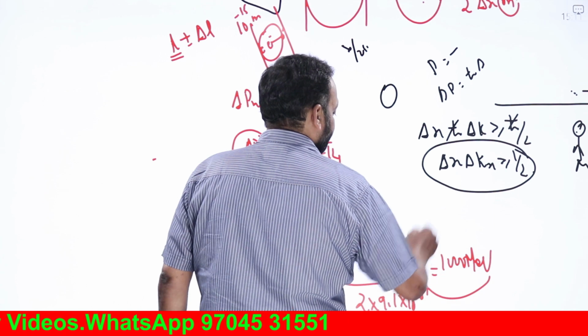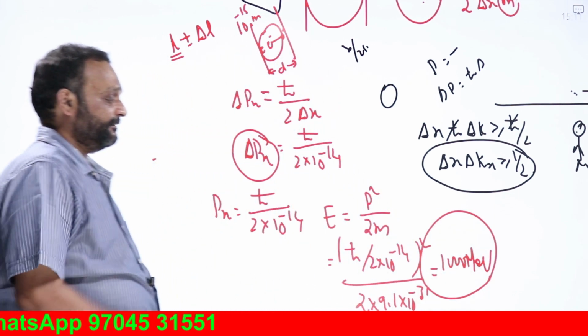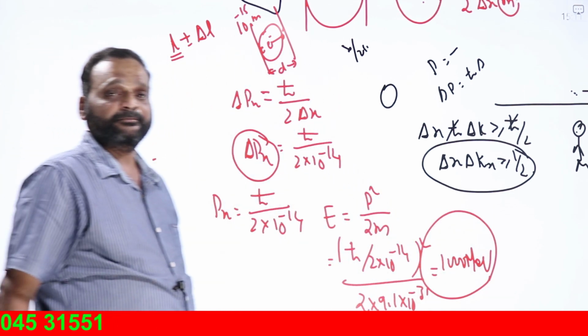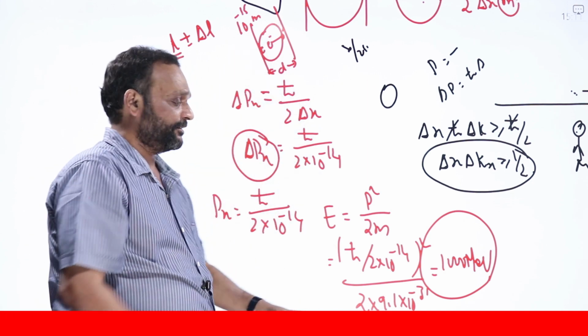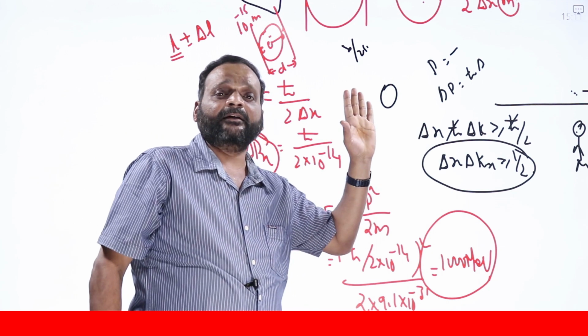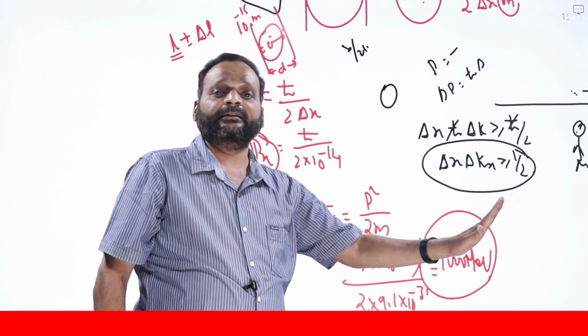Okay, this 1000 MeV is the worst value for the energy an electron can have. It means if an electron stays inside the nucleus, its lowest energy should be 1000 MeV. That is the conclusion given by Heisenberg's uncertainty principle.